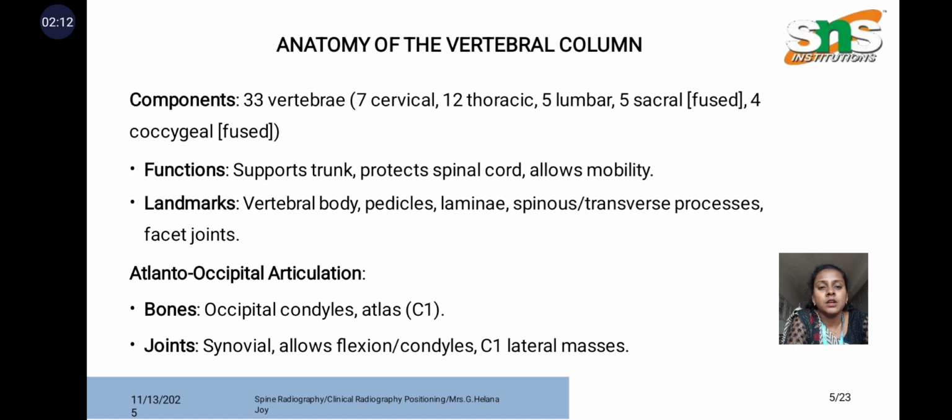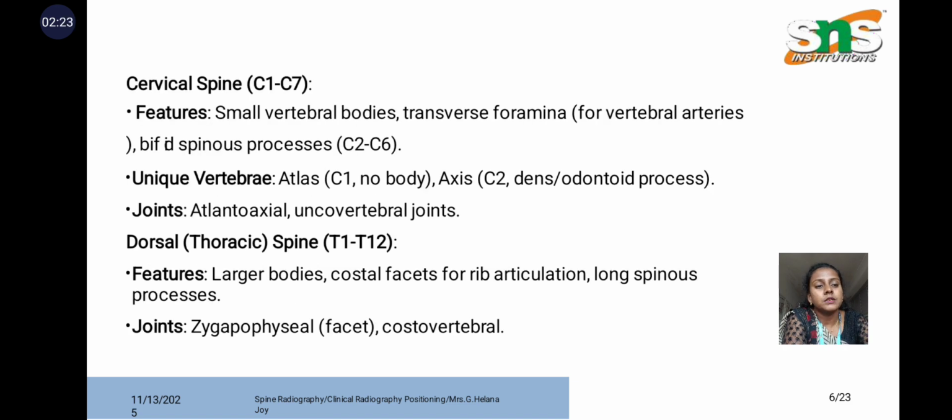Atlanto-occipital articulation: the atlas bone and the axis bone are responsible for the atlanto-occipital articulation of the spinal cord.